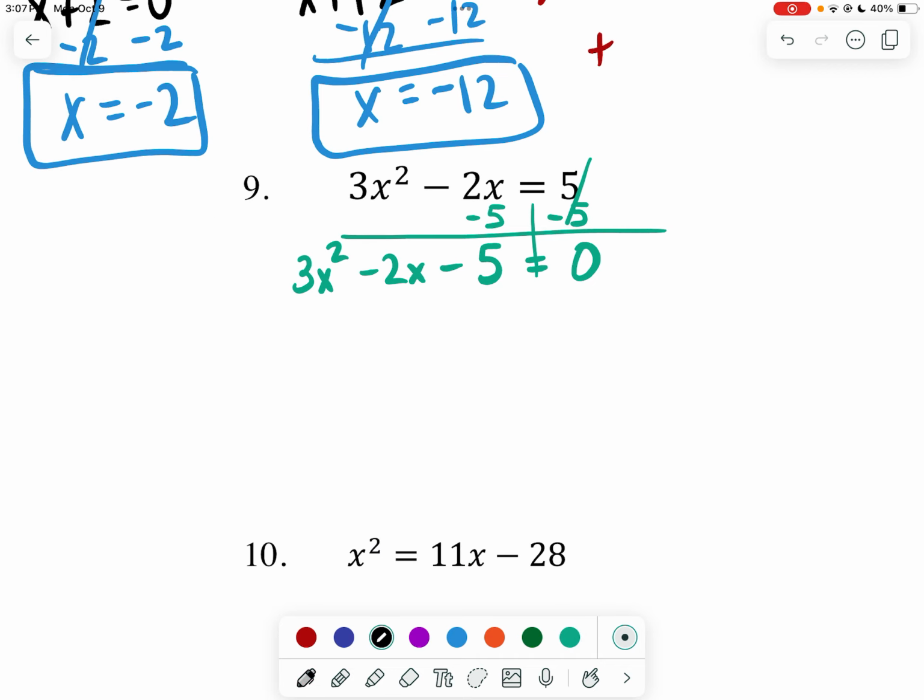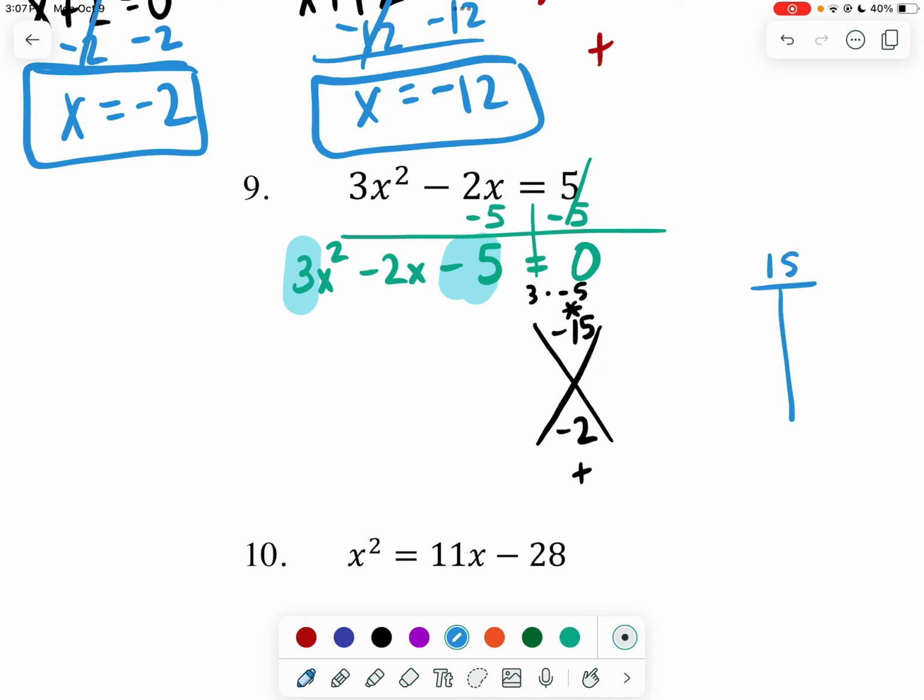Now you can go ahead and factor this. But this is that one that has a number in front, right? So now I have to multiply the front and the last. So 3 times negative 5, that's negative 15. That's what I'm going to multiply to. And I'm going to add to the middle, which is negative 2.